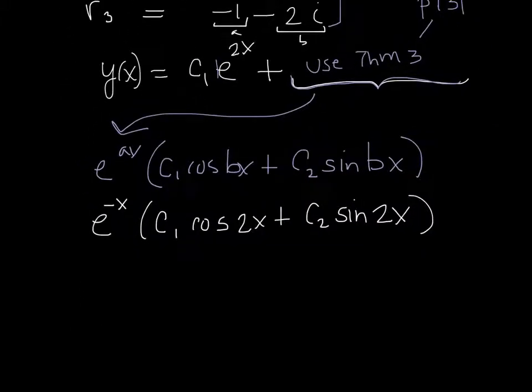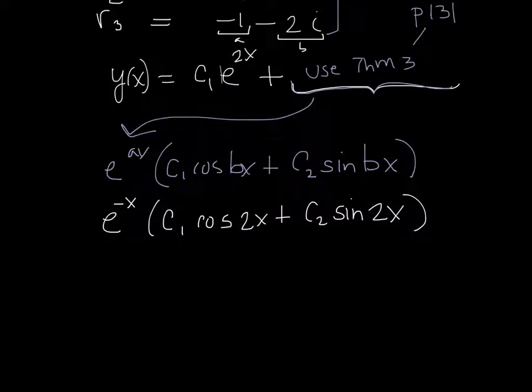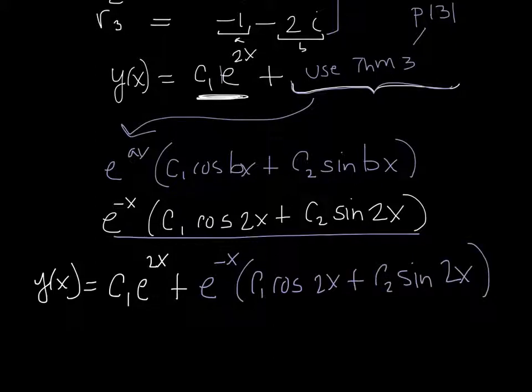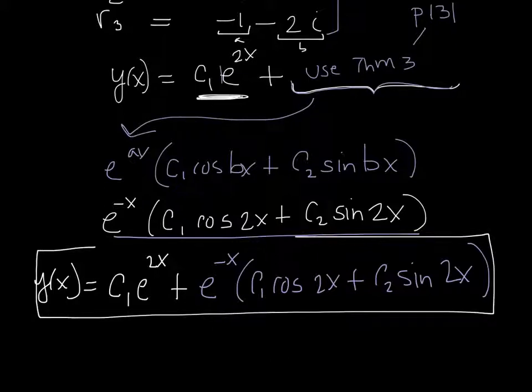But actually, let's put this all together, the final answer. y of x equals, okay, first root was this guy right here. c1 e to the 2x plus, and might as well write in purple, e to the negative x times c1 cosine 2x plus c2 sine 2x. So this is our final solution.